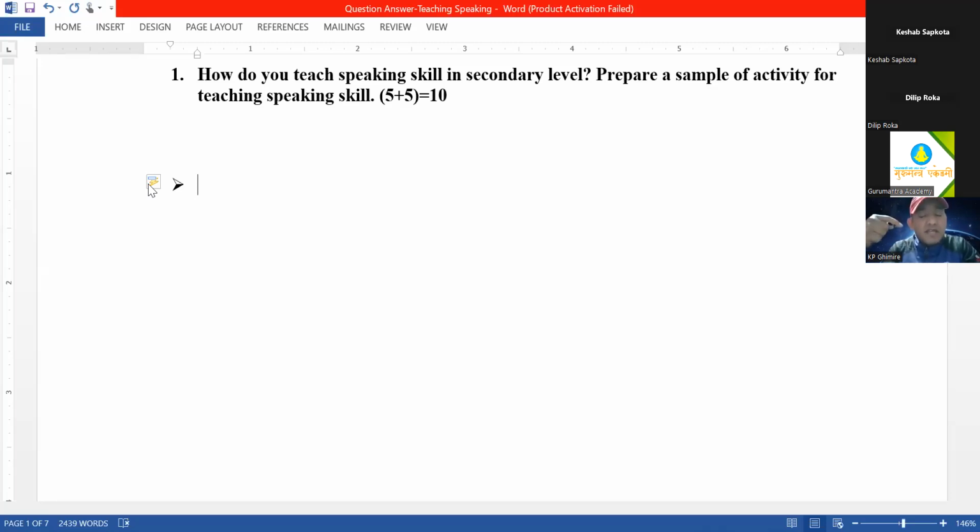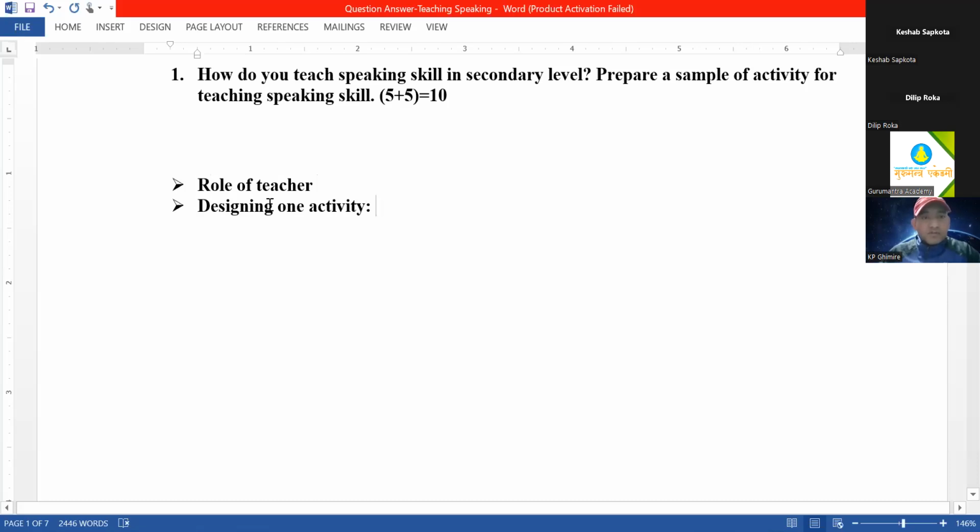First begin your answer with the role of the teacher in the classroom. Begin your answer with the role of the teacher, meaning how it can be conducted practically, so that you are going to share. For this, at first you need to write the role of the teacher. And the second part is asking you to prepare one activity, designing one activity. See, this is the question.